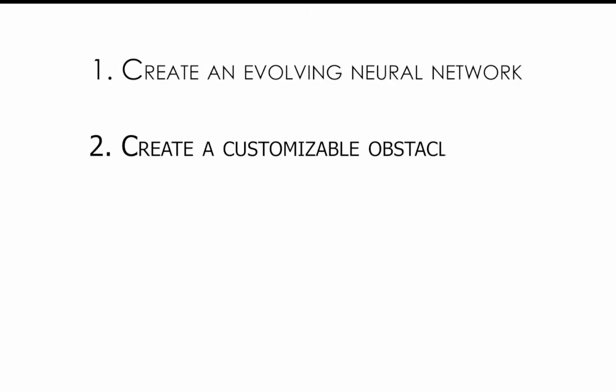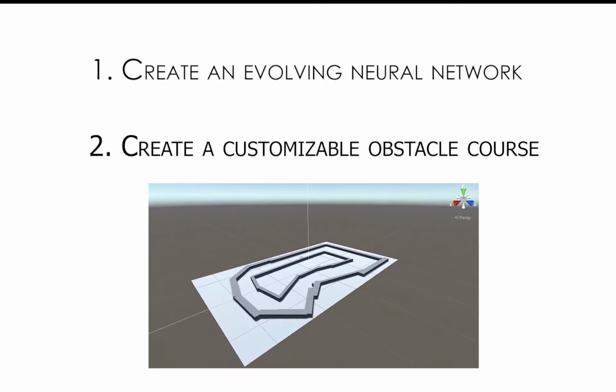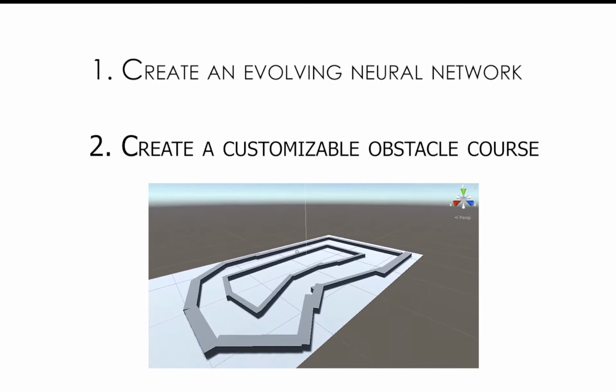We want to create an evolving neural network so that our cars can navigate any given obstacle course. We also want to create a UI so that the user can create an obstacle course for our cars. Let's focus first on the evolving network.